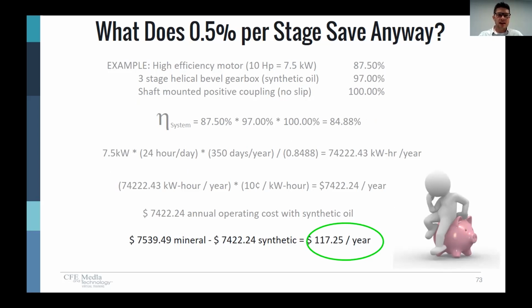I mean, what if you have 10, 20, or even 30 of these units in your plant? You know, that adds up to a lot of energy savings. And of course, saving energy also equates to saving money.